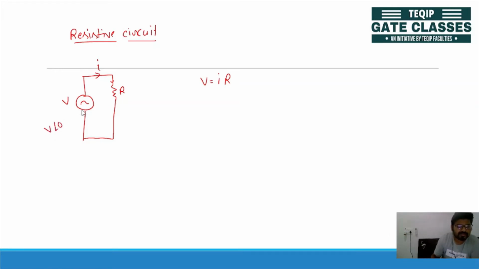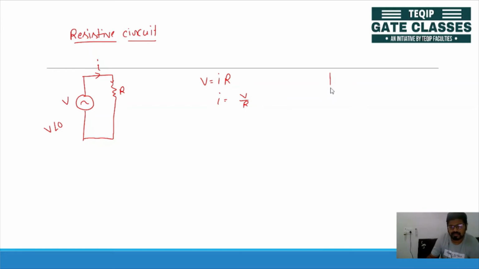Here, if we take V as a reference, V angle 0, then I is equal to V by R. And R is constant only, so the angle of I will also be equal to 0 if we convert it into polar form. So it means this current I and V are in phase.